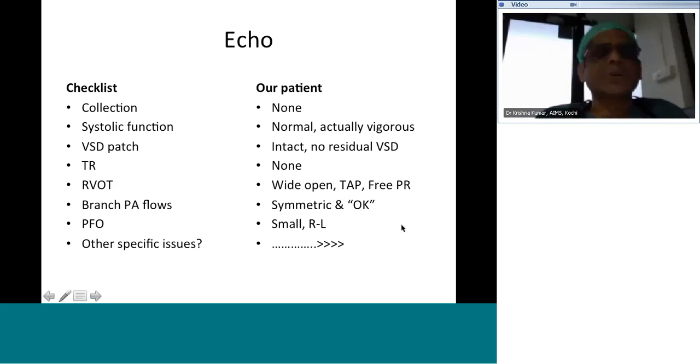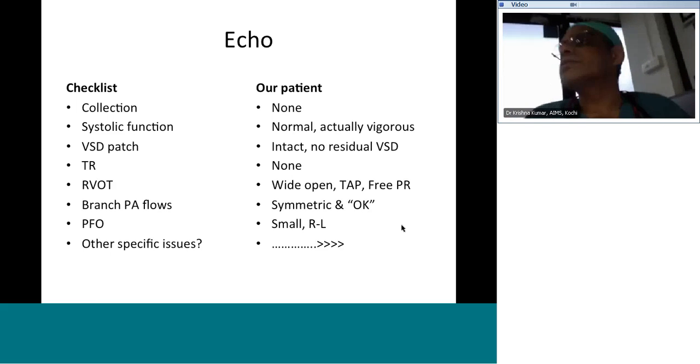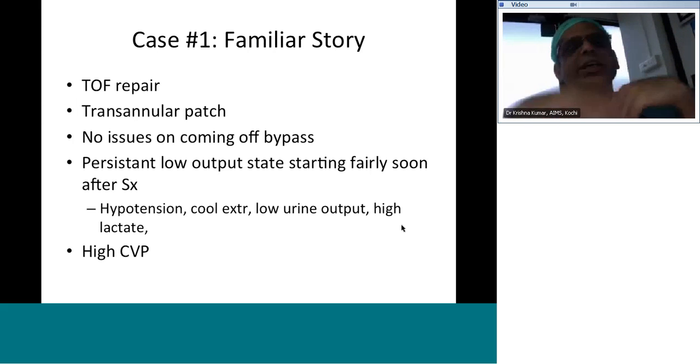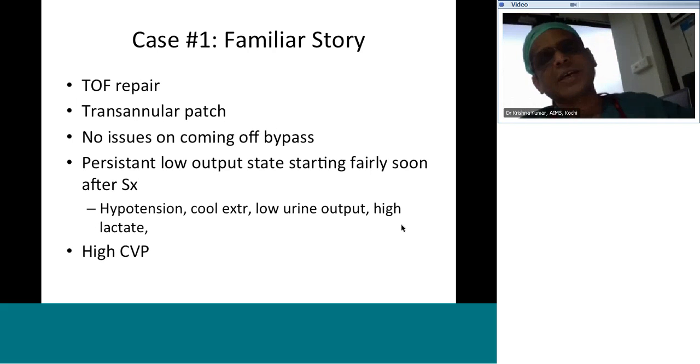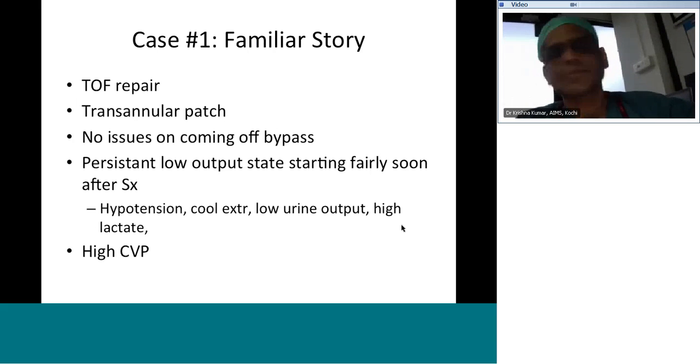So we have a situation where echo is not showing anything clearly positive, but you need to look at echo more carefully in this situation. So this is a very familiar story. I think most ICUs, some point or the other, would encounter a tetralogy repair with a transannular patch who starts to become sick in the ICU, not having issues in the theater, and typically with hypotension, cool extremities, low output, high lactate, high CVP. So this is of course the restrictive physiology, but let's talk about it a little bit more in detail.